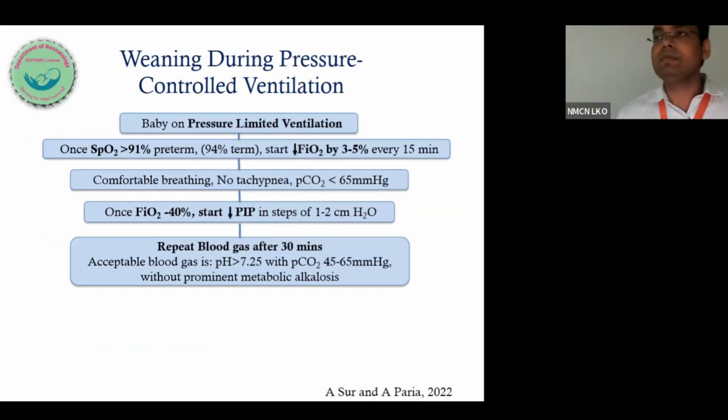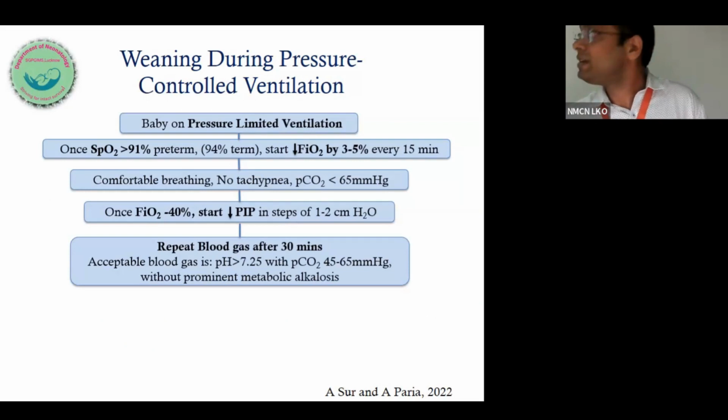So this is how we proceed with weaning in a baby who is on the pressure control ventilator. The child can either be on SIMV plus PSV mode of ventilation, or on assist control or pressure support ventilation. Once the saturation is in the normal range, 94% for term babies and 91% for preterm babies, we should start decreasing the FiO2 first, in units of 3 to 5% every 15 minutes. Then, if the child is comfortable, with no tachypnea, not much work of breathing, and SpO2 levels within normal range, we should start decreasing the PIP by 1 to 2 centimeters of water once the FiO2 has reached 40%.